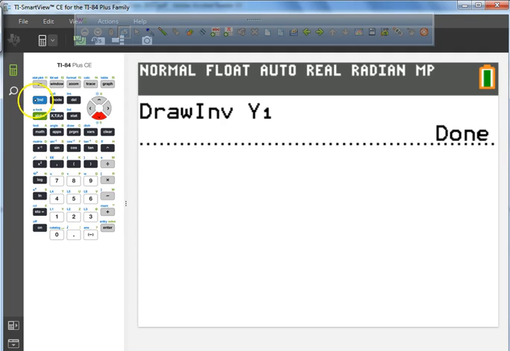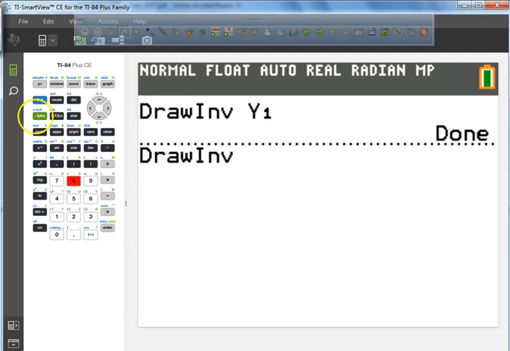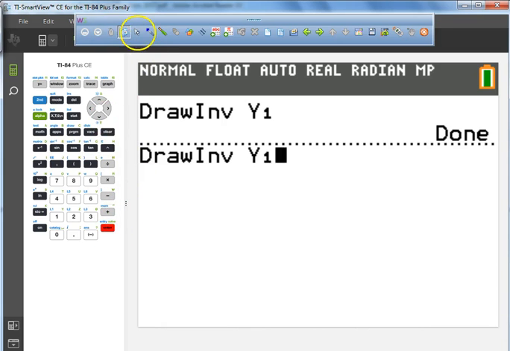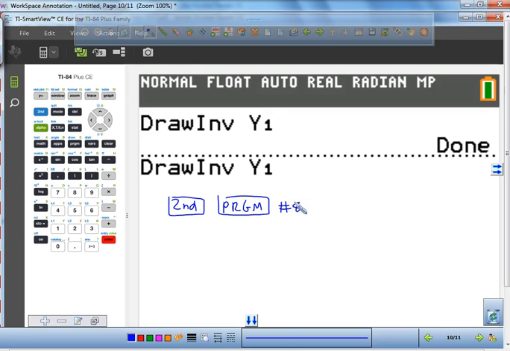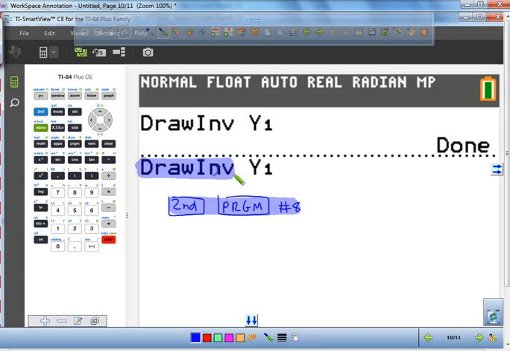Here's what you do. Second, program. Number 8, alpha, trace, enter. I'm going to write those steps down now, okay? So the steps to get draw inverse is you hit the second button, then you hit the program button, then you hit the number 8. Now I'm going to highlight that, just in case people who aren't here today need to watch the video, they know how to do it. So second program number 8 gets you the what? That gets you the draw inverse part.